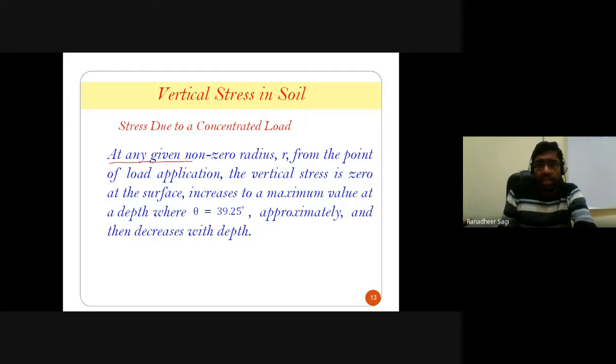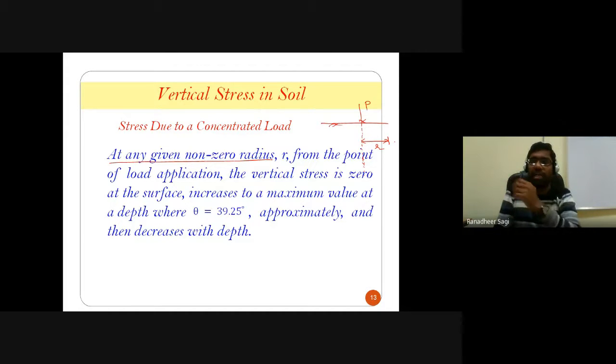At any given non-zero radius, let's understand what these terms are. Let's say this is my ground, this is the position of the point load, and the intensity of the point load is P. The line of action of that point load is like this. At any radial distance r from the axis of the loading, we are trying to calculate the amount of vertical stress getting developed.